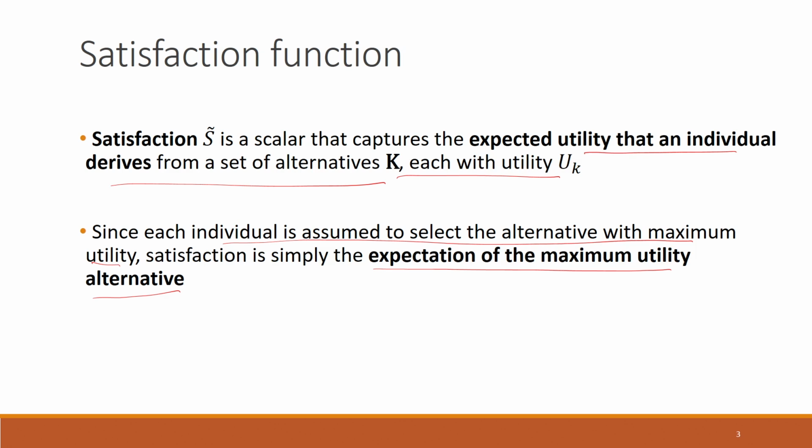This is the assumption that we make in the discrete choice models, that every individual will be selecting the alternative that offers the maximum utility or attractiveness. And that is why the satisfaction is simply the expectation of the maximum utility alternative. So, why are we discussing this satisfaction function? Because this will be required when we discuss the optimization formulation of stochastic user equilibrium.